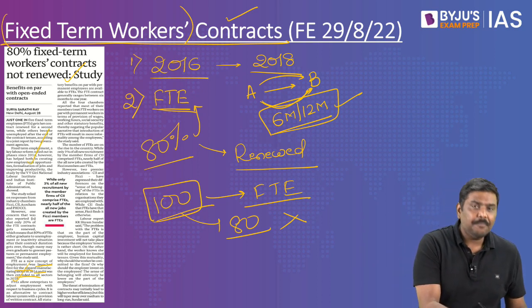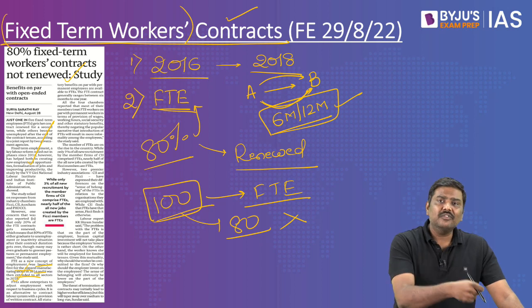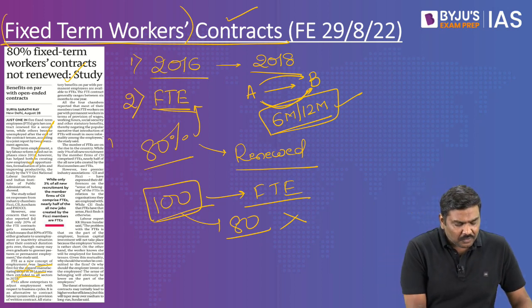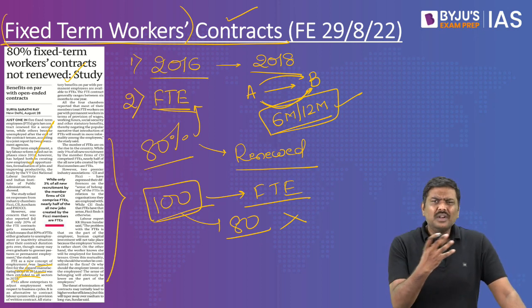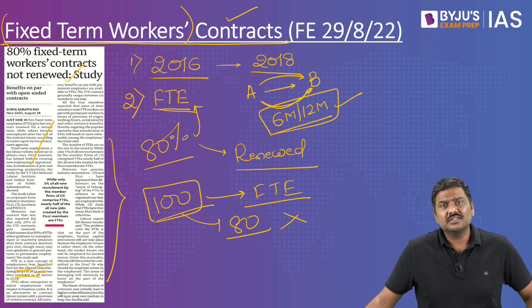So that has been the point of concern which has been raised by various trade bodies which are mentioned in the article. Apart from this, one more point of discussion in this particular article is regarding what is the issue here. What is the issue related to fixed term contracts like this?